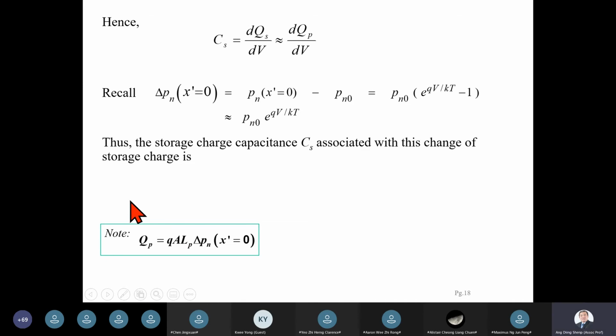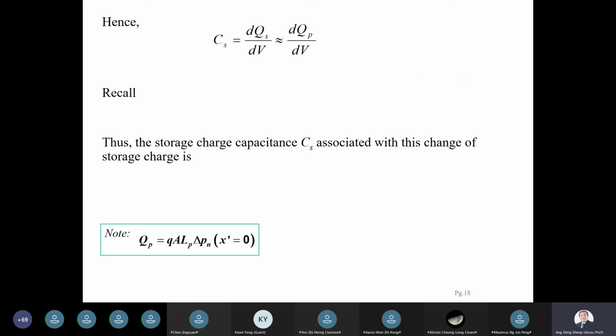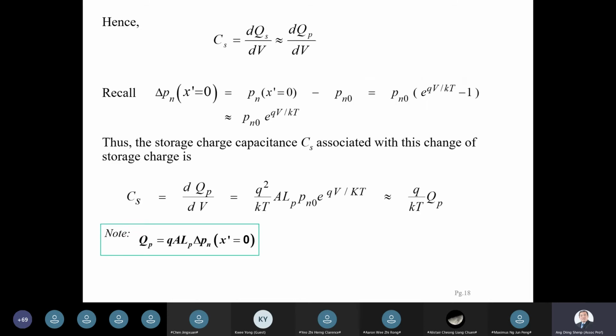Now, what if you do not have a one-sided PN junction such as a P plus N? If you have a PN junction that has comparable P and N side doping, then it is necessary to consider the Qn and the Qp term both together. In that case, you will have an additional term for the charge storage capacitance. So there will be one more term, plus q over kT Qn. You can easily rework this and see for yourself.